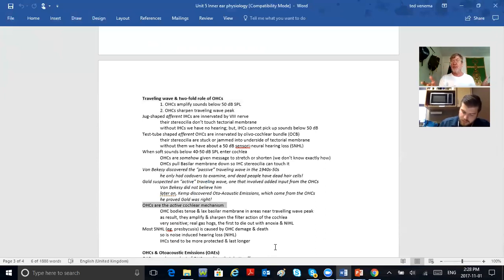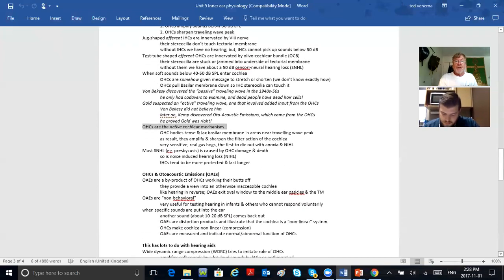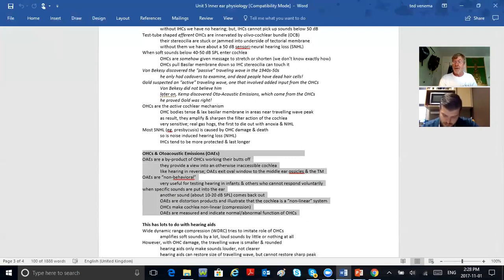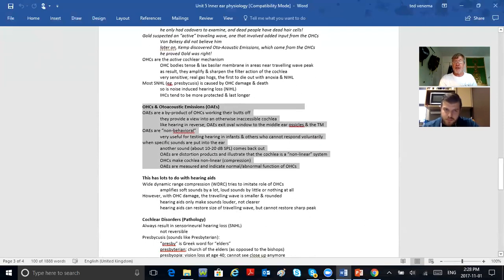Otherwise, the traveling wave is just passive. It occurs at the base, at the middle, at the apex. That's a rounded, dull traveling wave. That's a passive wave. And then outer hair cells actively sharpen it. And we talked about otoacoustic emissions and hearing it and outer hair cells. Okay, there we go. Covered that. We talked a bit about that.